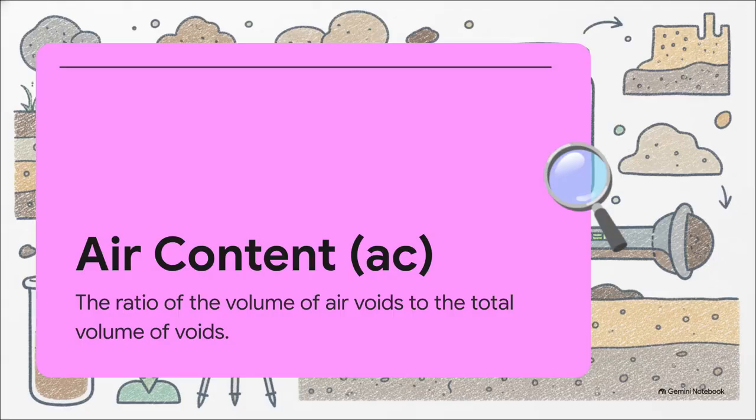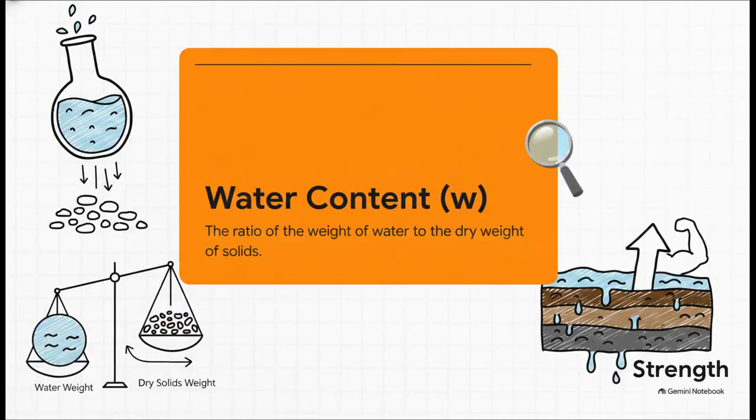Then we have air content, or AC. This metric zooms in strictly on the holes themselves, ignoring the solid grains completely. It measures what percentage of that void space is filled specifically with air rather than water, and this matters immensely, because air compresses almost instantly under pressure, while water doesn't. Knowing your air content tells you exactly how squishy the ground will be immediately after you build a structure on it. Finally, water content, denoted by a lowercase w.